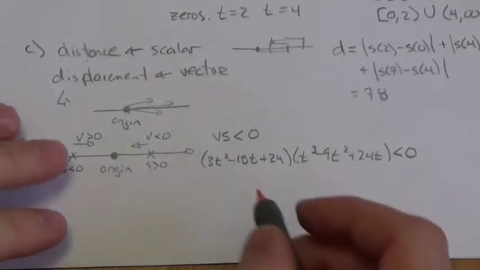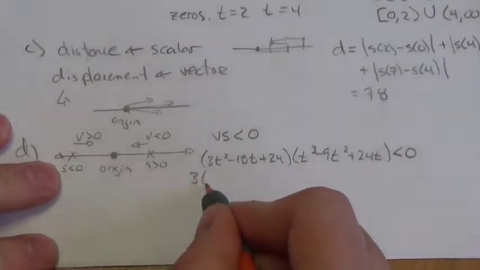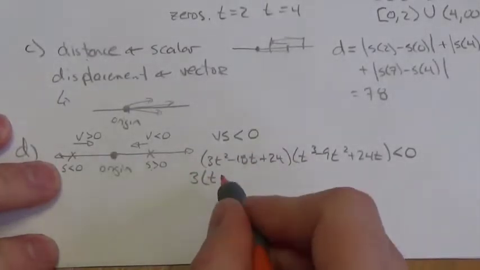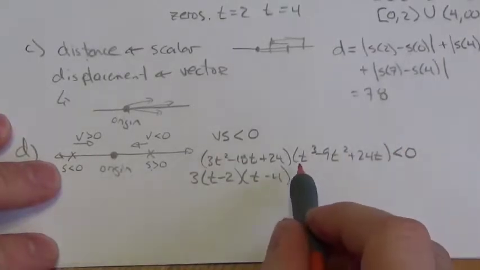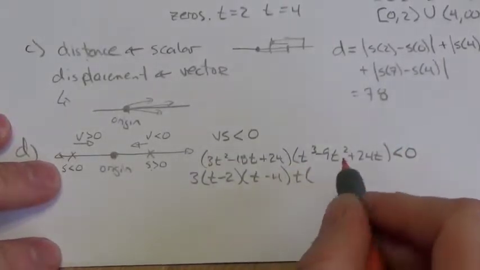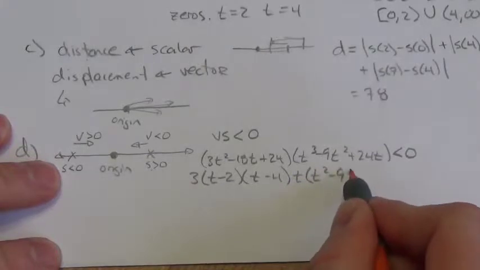Really what I want to do is factor it. Now I already know that velocity will factor down to 3 multiplied by (t minus 2)(t minus 4). I've done that already. And then here I can take out a common t. We'll just do this in steps here.